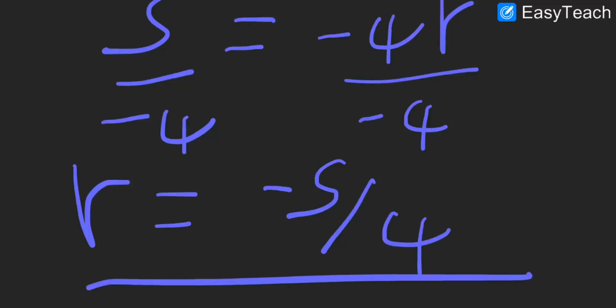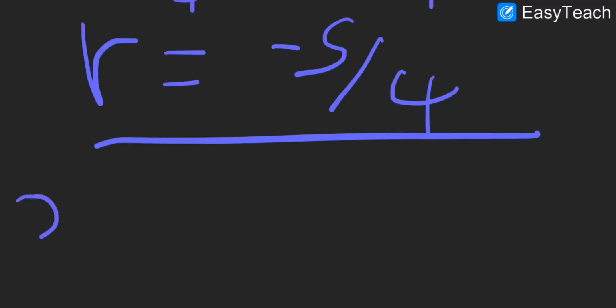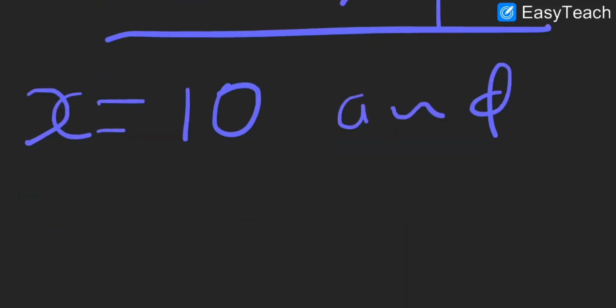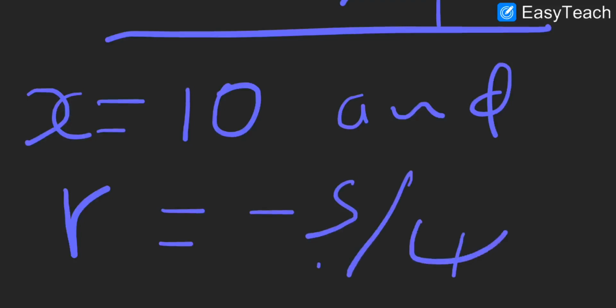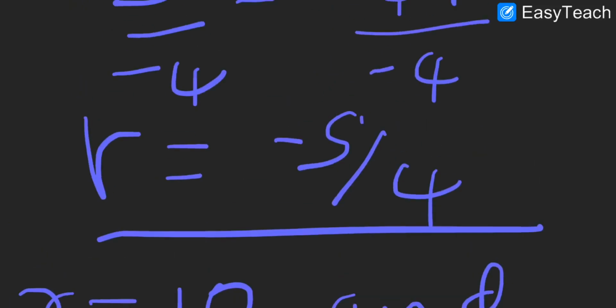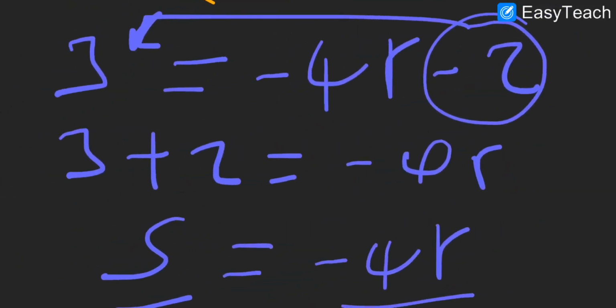So at the end of the day, we write our answers: x is equal to 10, and r is equal to negative 5 over 4. This will be the end of the solution. It is a very simple calculation. What we are supposed to do is just follow the procedure concerning the matrix.